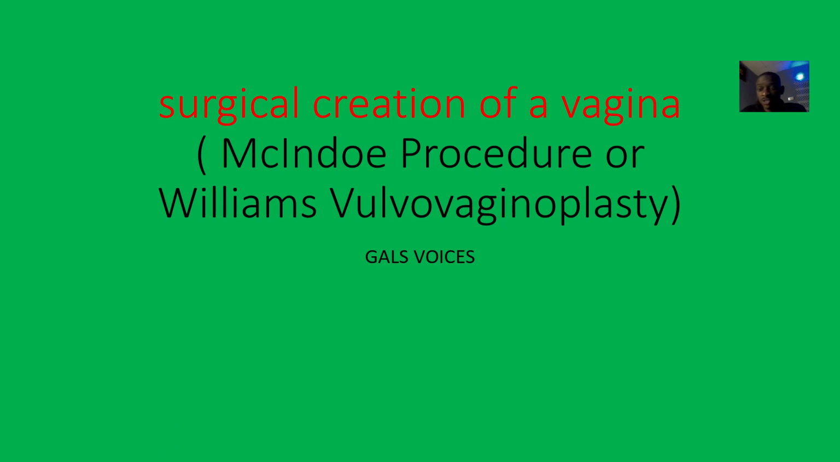Now we spoke about a lot of conditions in which the person was basically born without a vagina or a good vagina. So you have to now surgically construct a vagina for the person, right? There are two popular methods which you can use to do this.